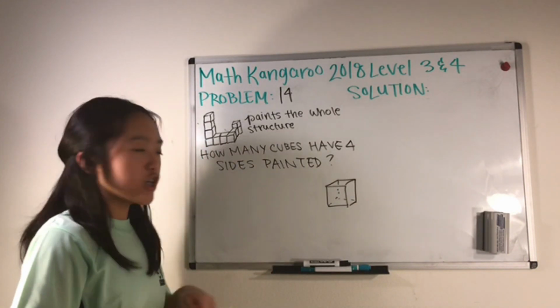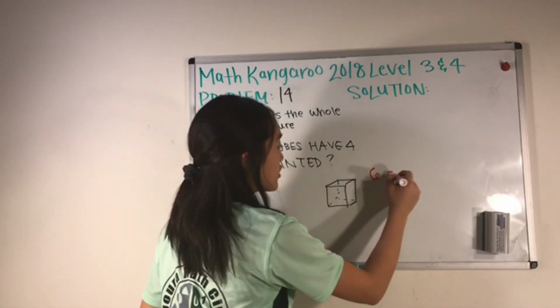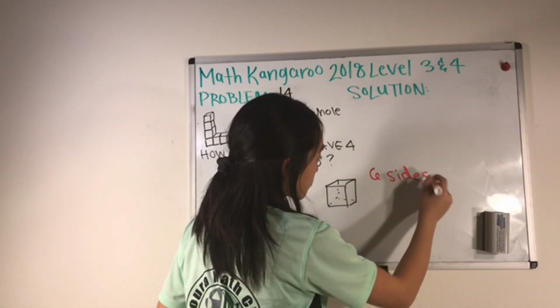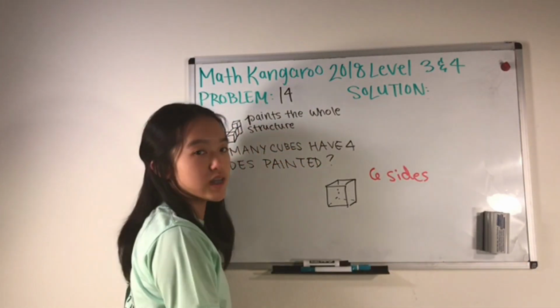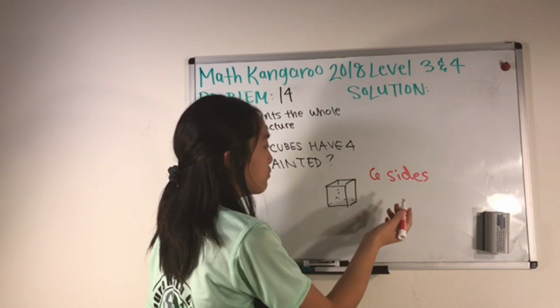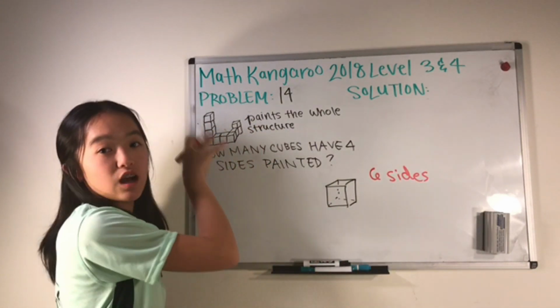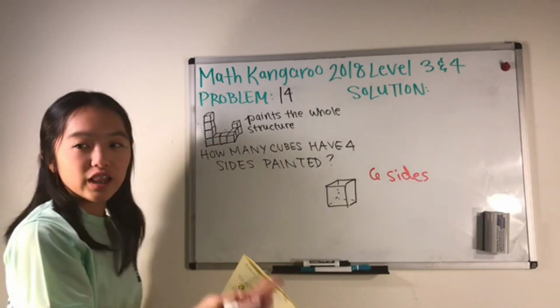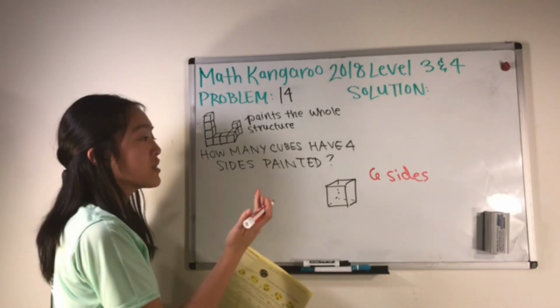So if you think about it, a cube has 6 sides. So if 4 of the sides must be painted, then that means 2 sides must be covered. So 2 of the sides of the cube must be touching parts of another cube. Therefore, if you evaluate this, you can eliminate certain cubes.